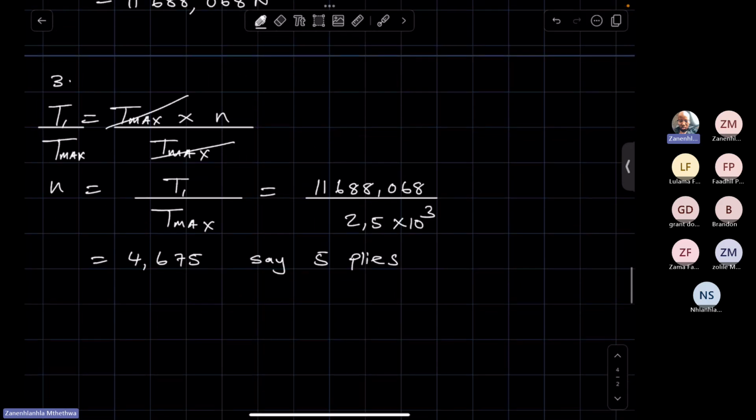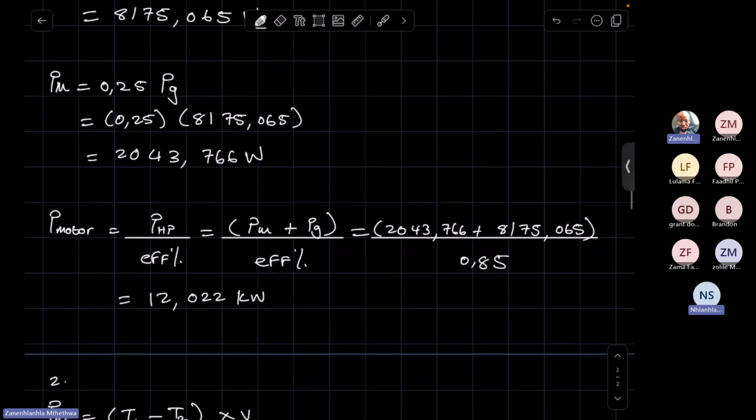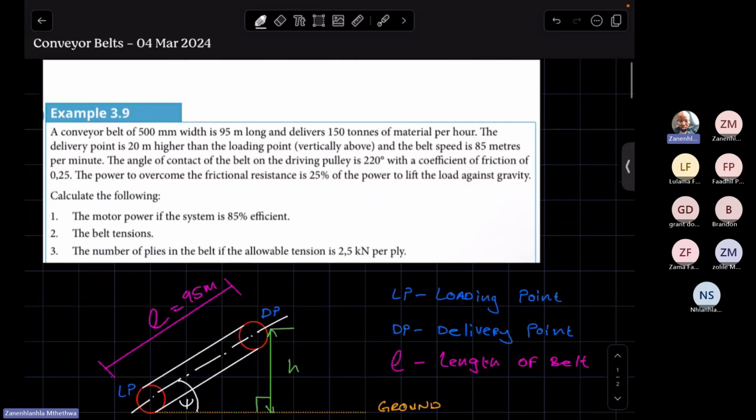Do I have any questions here? Can I please see question 3 again? I got kicked out. My network gave me issues, so I had to log in again and I missed that part. 2.5 kilonewtons. All right, thank you.